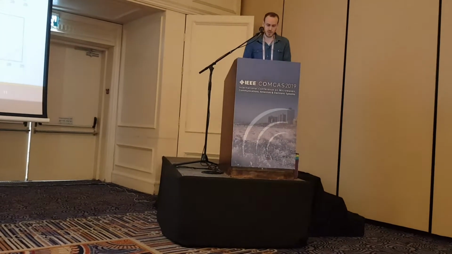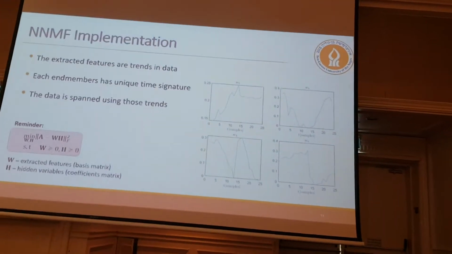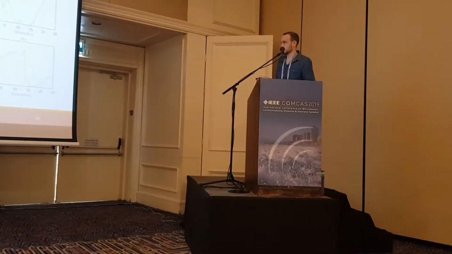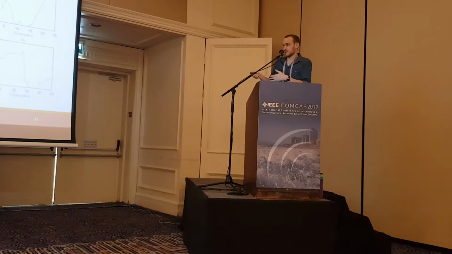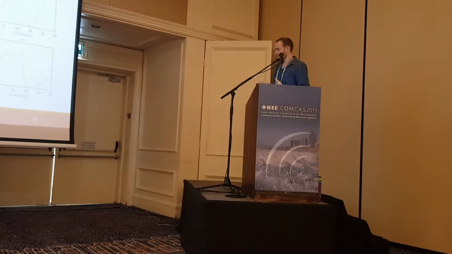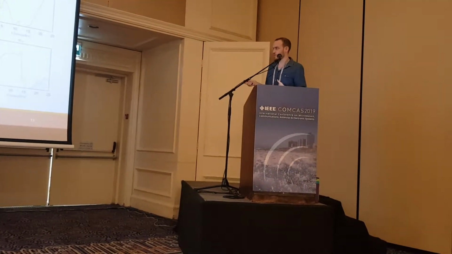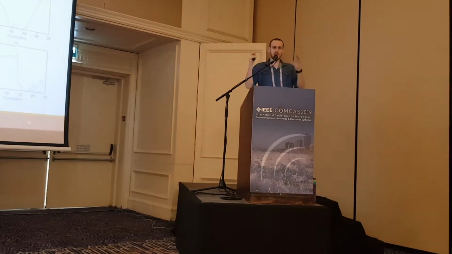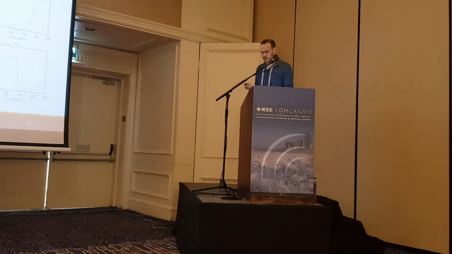So now, as I said, we applied the NMF method. What you're looking at is actually the matrix W. Those are the trends that we extracted from the data, the four trends. Each trend has its own time signature, and we can see that they are very different from each other. So using those four trends, we will span all our data using the coefficient matrix H.